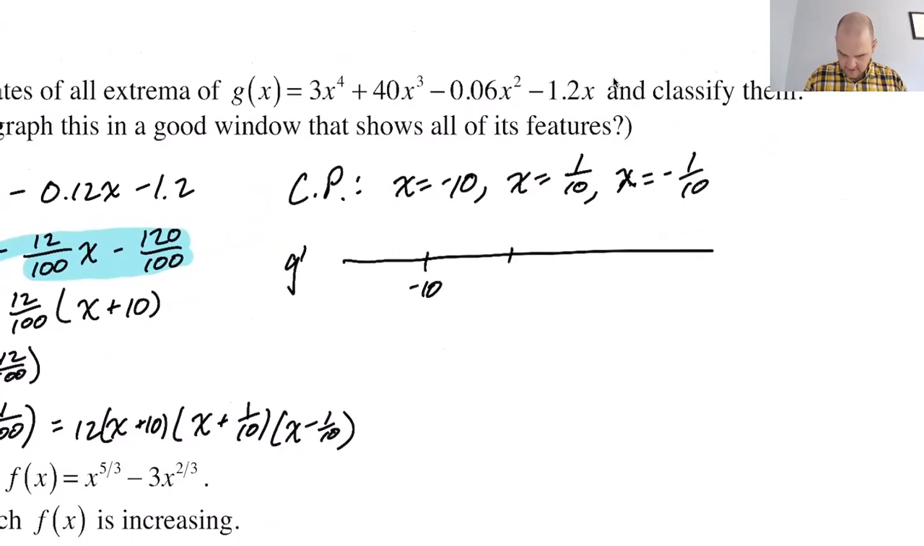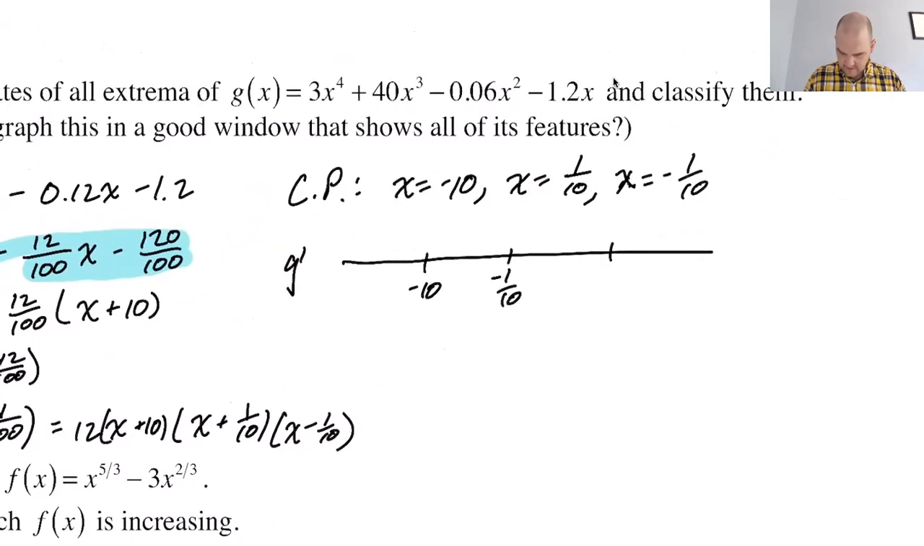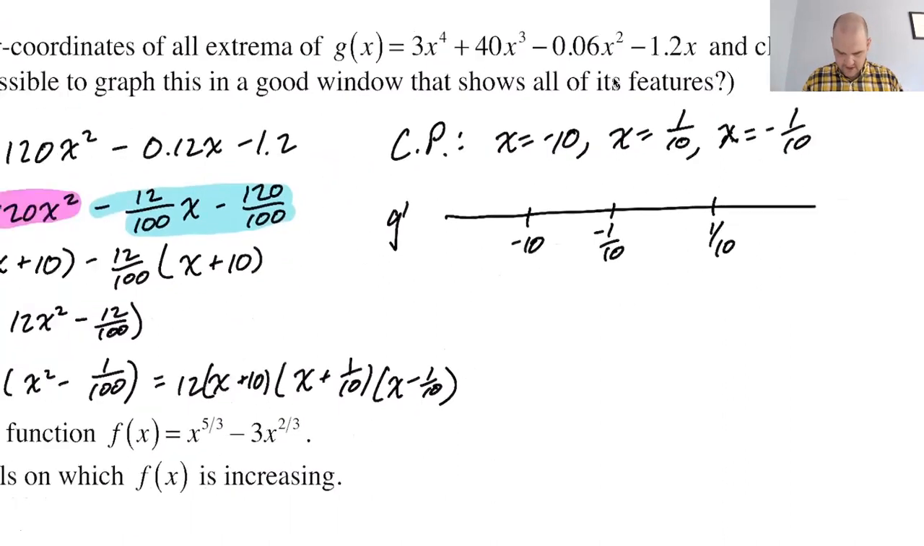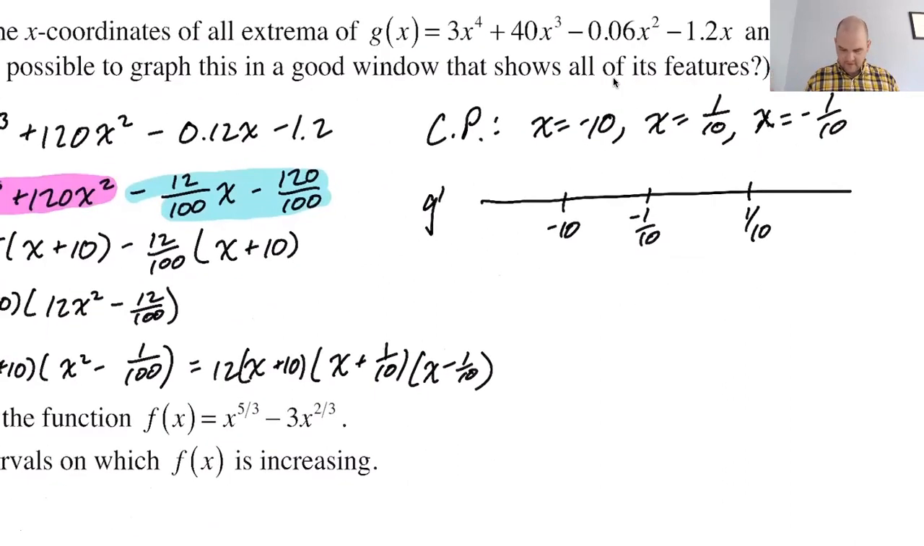-10, -1/10, and 1/10. All right, so -1 billion gives me negative, negative, negative, three negatives. So negative, and then everything is to the first power, so they're going to alternate.